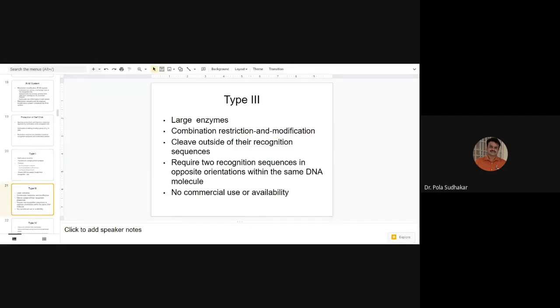Type 3 properties: they are large enzymes, a combination of restriction and modification enzymes, cleave outside of their recognition sequences, and require two recognition sequences in opposite orientation within the same DNA molecule. No commercial use or availability. So type 3, we cannot use it for commercial purposes.